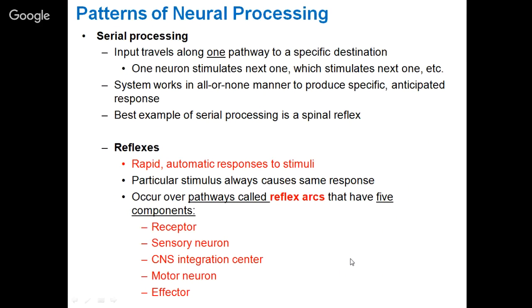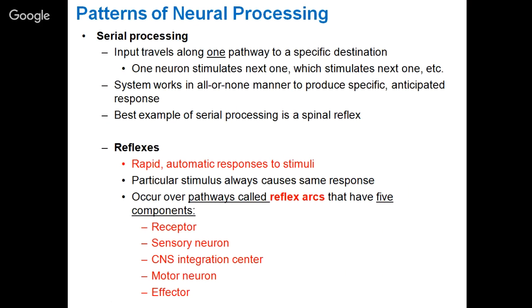With regard to the processing of these signals, serial processing happens. In serial processing, the input travels along one pathway to a specific destination. One neuron stimulates the next one, which stimulates the next one, and so on. The system works in an all-or-none manner to produce a specific anticipated response. The best example of serial processing is the spinal reflex.